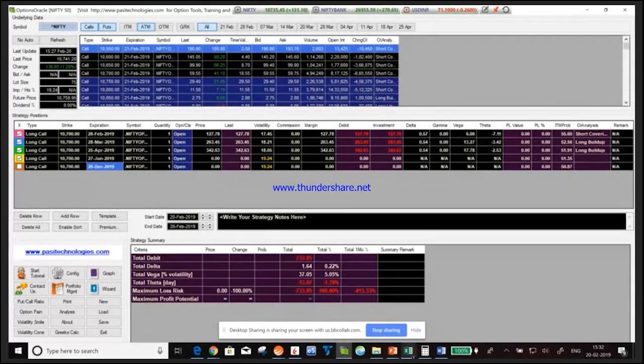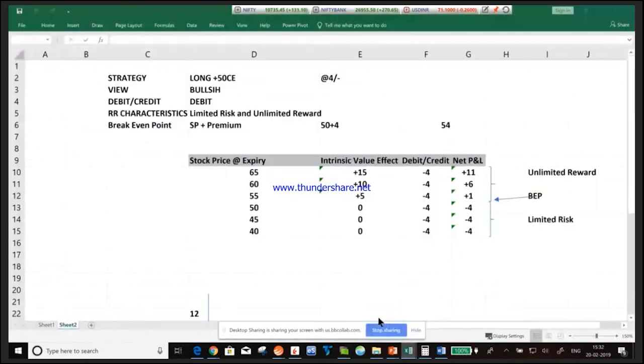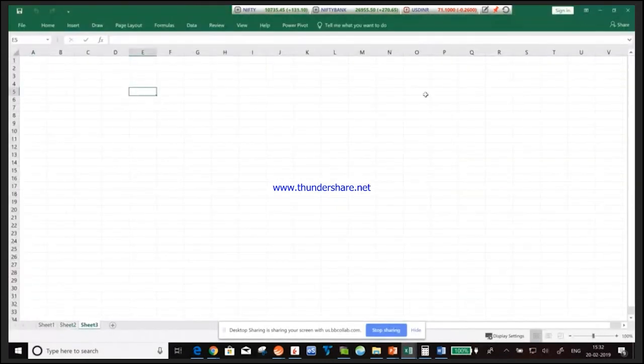Okay, so let me put this in an Excel. That will be better and that will give you a clearer understanding. Nifty current market price is 10735. And we are talking about Feb expiry, March expiry, and April expiry. The strike is 10,700 in each case.